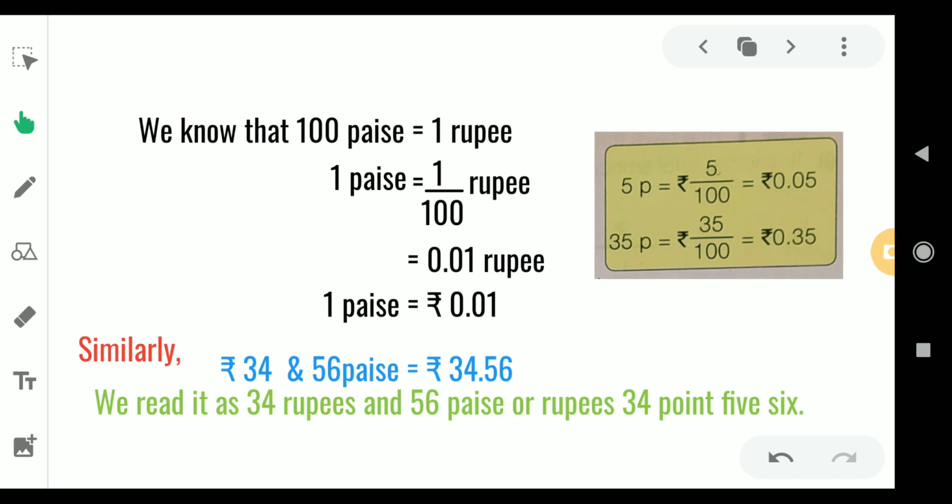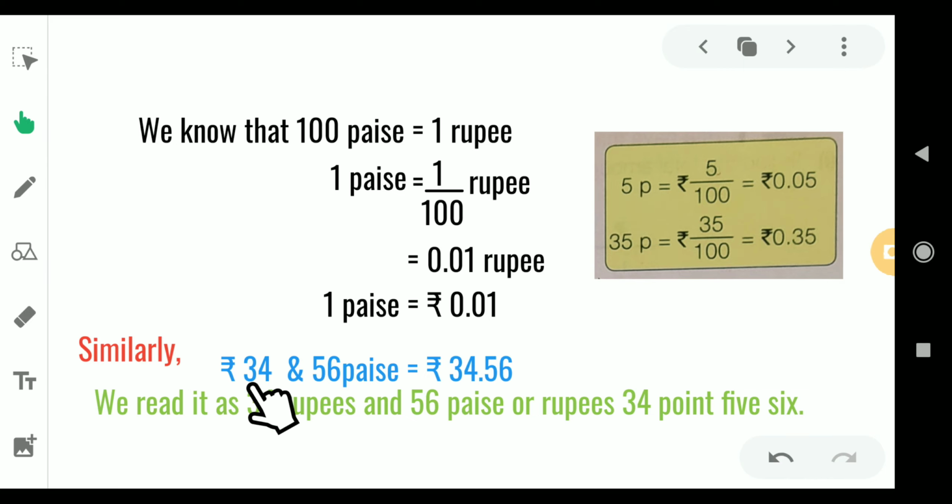In your earlier class, we learned that 100 paise will make 1 rupee. And if you want to know that 1 paise equals how much rupees, just transpose this 100 from the left hand side to the right hand side. When this 100 comes from left hand side to right hand side, its position will be the denominator. So this 1 remains as it is, and 100 will be the denominator. So 1 paise equals 1 divided by 100 rupee. And when you simplify this, it will be 0.01 rupee. So finally we can say that 1 paise equals rupee 0.01.